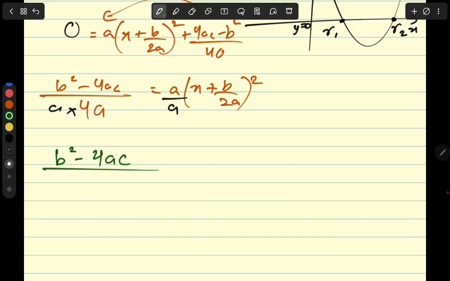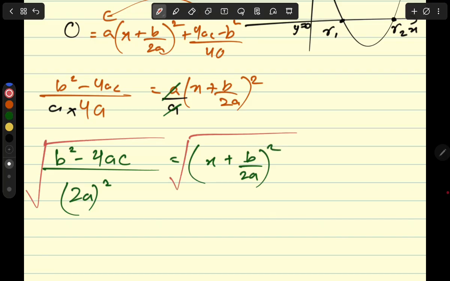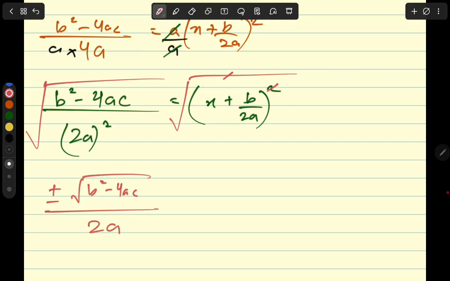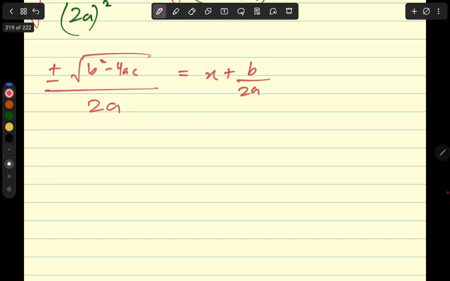4a square may be rewritten as 2a whole square, and this gets cancelled, and on the right hand side I get (x plus b upon 2a) whole square. And now I take the square root of both the sides, because I want to isolate x. So cancelling this, I get plus and minus square root of b squared minus 4ac, and by the indices rule, upon 2a whole square gives me just 2a in the denominator, and on the right hand side I have x plus b upon 2a.